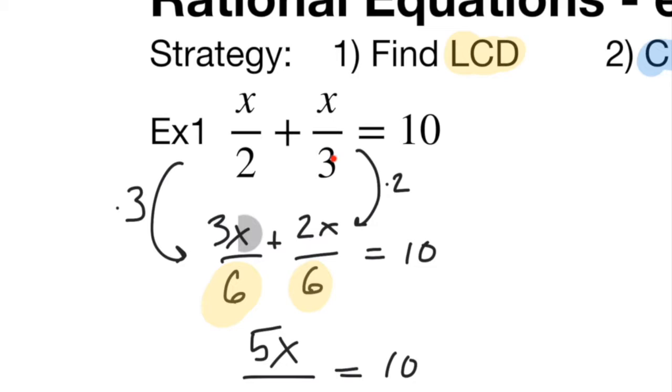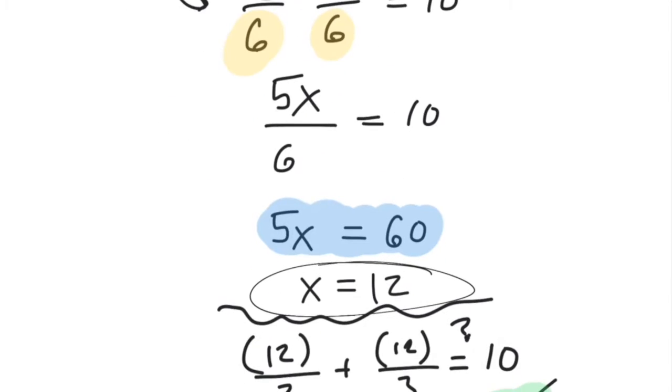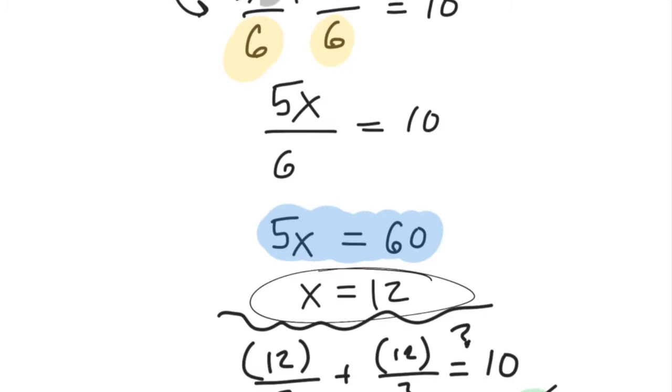Here, the thing that's lacking in the denominator is the 2. So we multiply the entire fraction by 2, and then both the numerator and the denominator get 2x over 6. And now that we have common denominators, we can add the two fractions together to get 5x over 6. Great. Clear the fraction, multiply both sides by the denominator, which is 6, and you get 5x is equal to 60. Dividing both sides by 5, you get x equals 12.